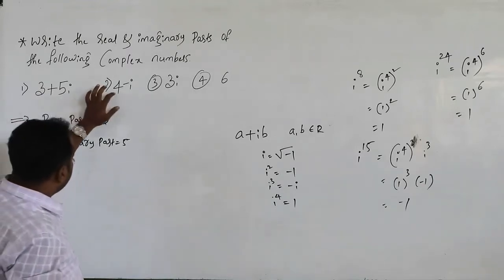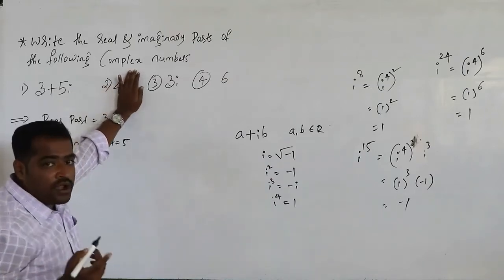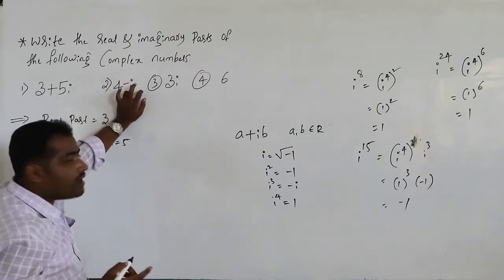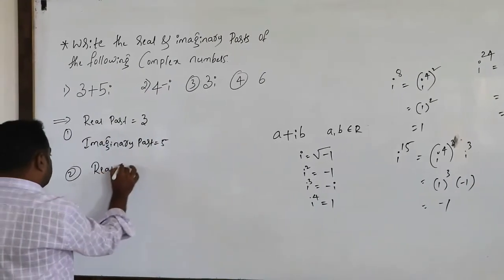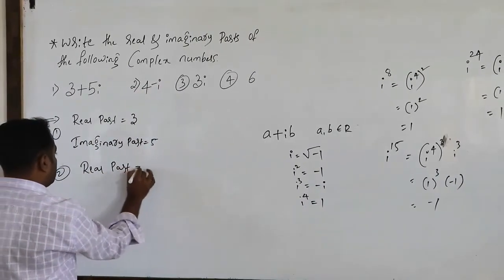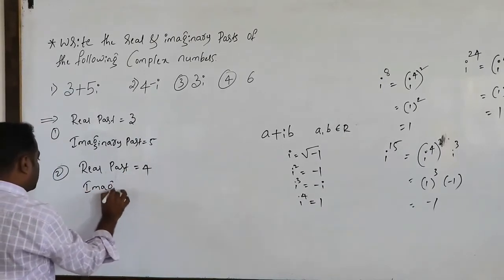Similarly, second one. What is given? 4 minus i. In the form of a plus ib, 4 is called the real part and minus 1 is called the imaginary part. Real part is 4, imaginary part is minus 1.